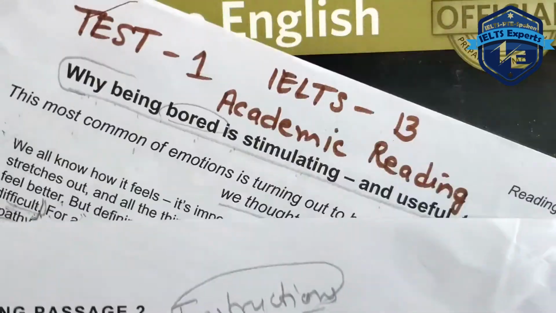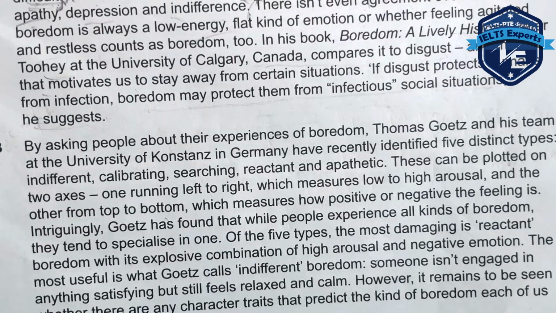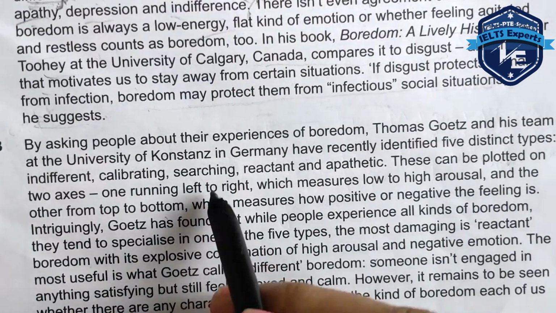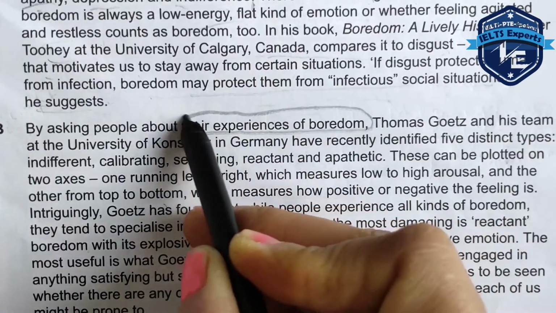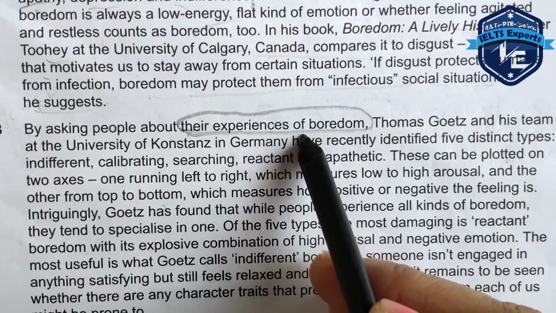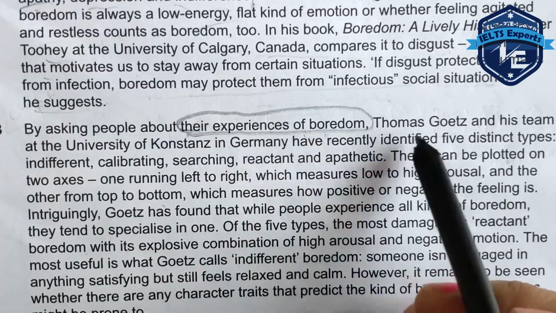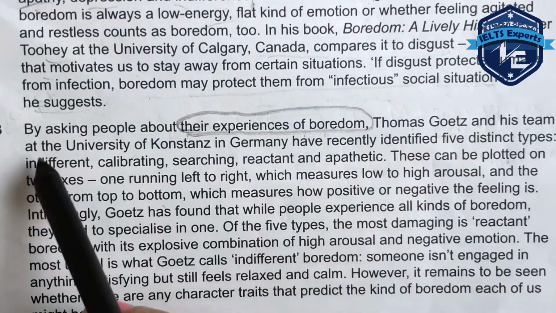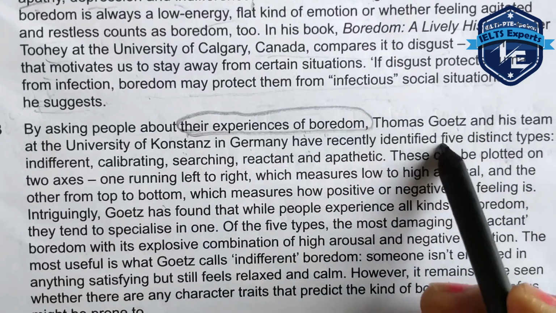Next is passage B. Passage B, let's read it. By asking people about their experiences of boredom. Yes, the first line of the paragraph indicates the main idea of the paragraph. Thomas Götz and his team at the University of Konstanz in Germany have recently identified 5 distinct types.